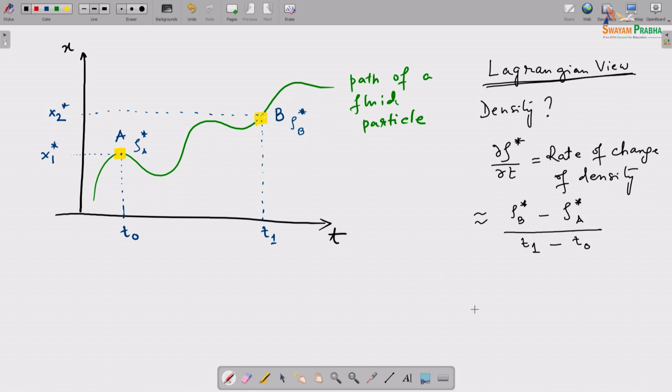Another way to look at this is when somebody says, what is the rate of change of density? I think the first question you need to ask is, how are you looking at it? What is your reference frame?